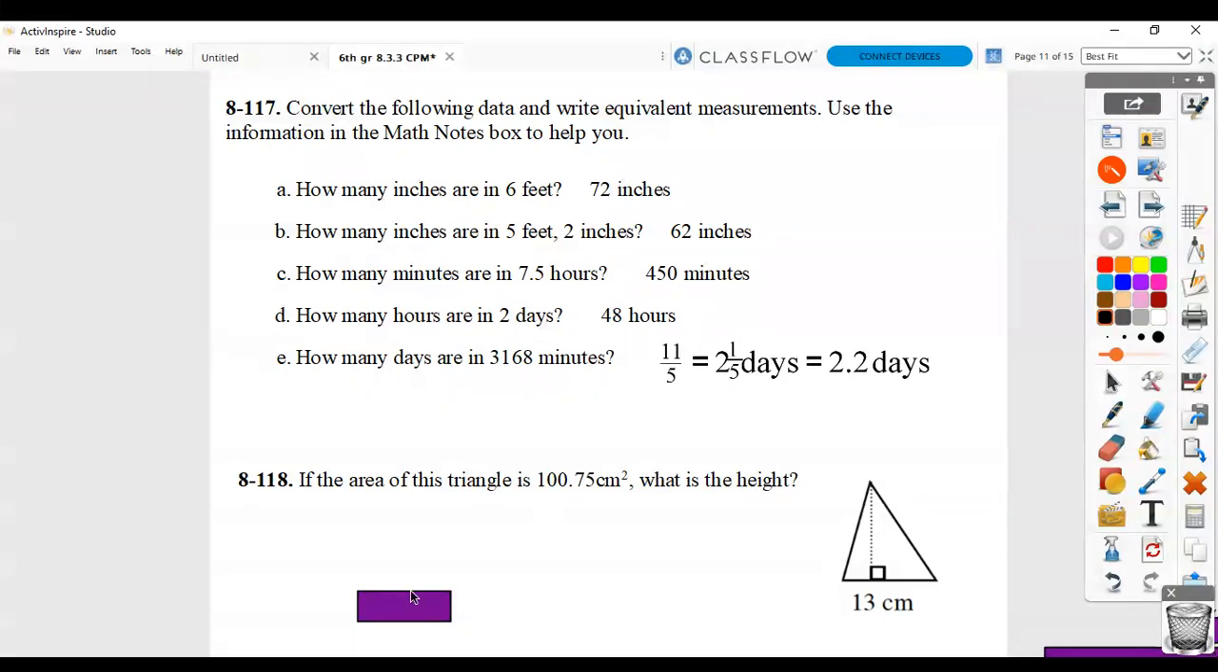If the area of this triangle is this, what does its height have to be? Well, we know the area of a triangle formula is base times height divided by 2. So if that equals this, what is the height going to have to be? One way you could solve that is to multiply this by 2 and then figure out your missing dimension, which ends up being 15 and 5/10. Because 15 and 5/10 times 13 divided by 2 gives you this area.